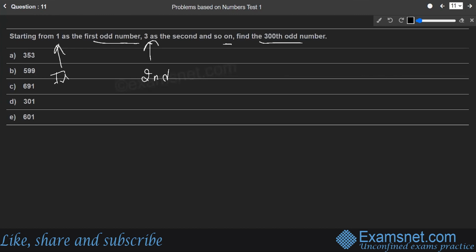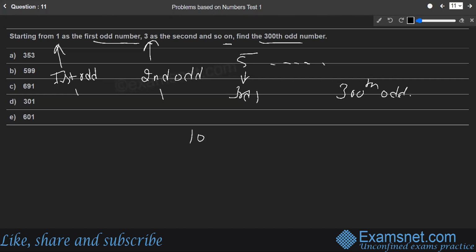Okay, this is the first odd number, as we all know. And 3 is the second odd number. Then obviously 5 is the third odd number. In this sequence, he wants us to calculate what will be the 300th odd number. This is the question given to us. So let us follow this pattern itself. First odd number is 1, second odd number is 3, third odd number is 5, and so on.